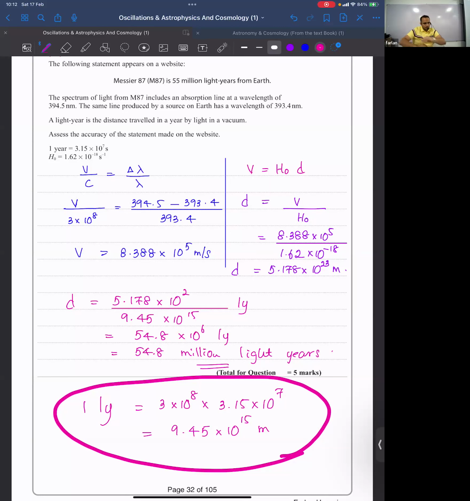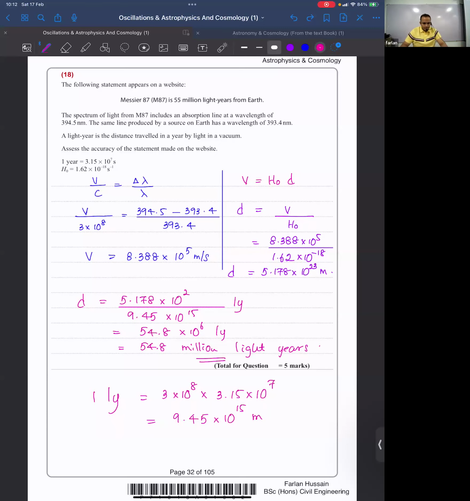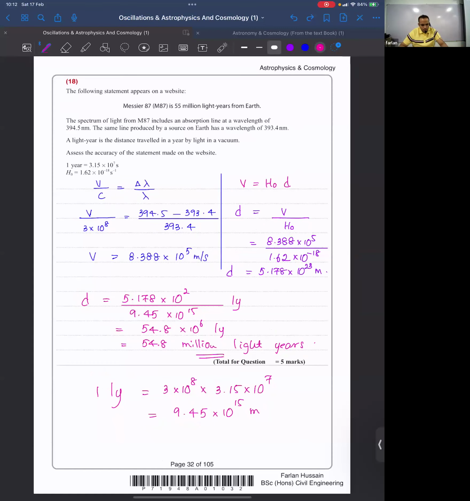The question was, assess the accuracy. Yes, it is an accurate statement. Any questions, anyone? Right, it's the more accurate value for v. So that means you took the v for a higher degree of accuracy. Okay, fine. Any questions, anyone? Okay, right.